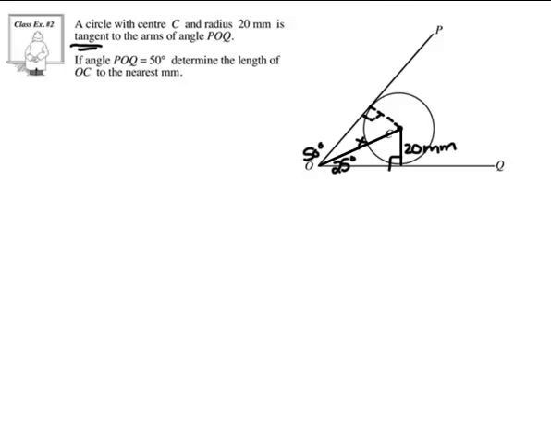So I'll just grab another color here. From the 25 degrees I know the length of the opposite side, and I want to find the length of the hypotenuse. So opposite and hypotenuse means to use sine. So the sine of 25 degrees would be equal to the length of the opposite side divided by the length of the hypotenuse. And I labeled that hypotenuse X.